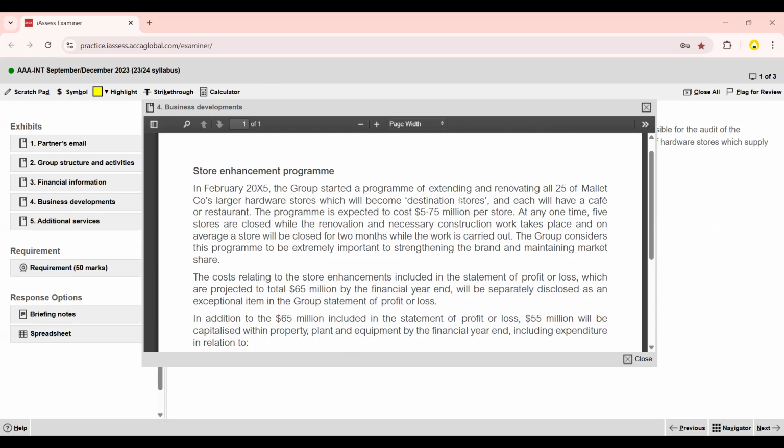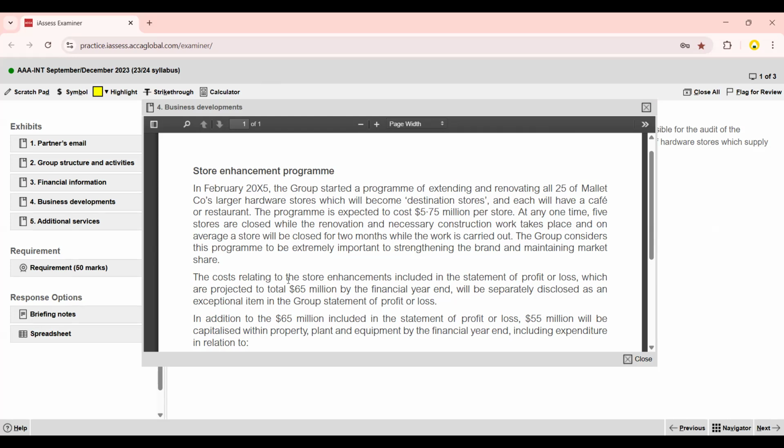We will have to ask for the breakup of this cost. At any one time, 5 stores are closed while the renovation and necessary construction work takes place. Also, we will have to ensure whether any revenue item might be misclassified as a capital item. And on average, a store will be closed for 2 months while the work is carried out. The group considers this program to be extremely important to strengthening the brand and maintaining market share.